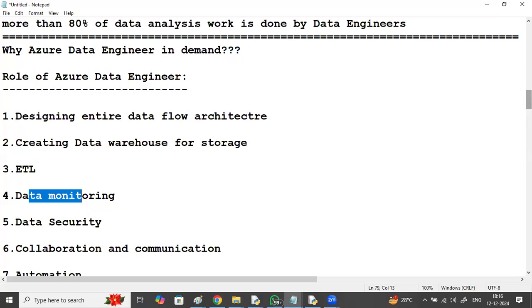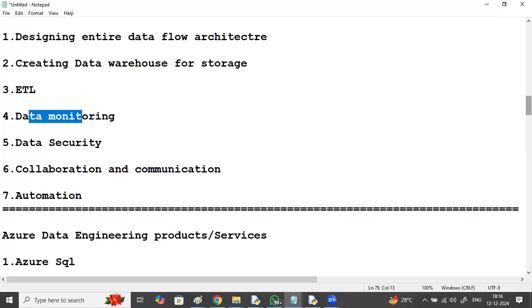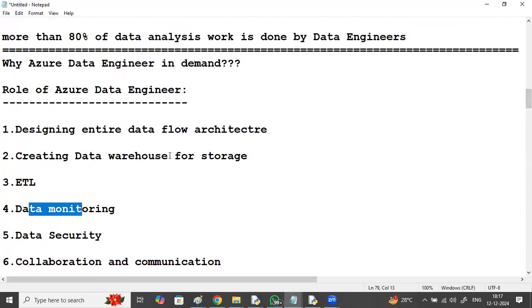Collaboration and communication, right? They should constantly communicate with the business team and also with the data scientist in delivering the data as per their needs. And also automation. Some things have to be automated, which requires minimal human intervention, like extraction of data. So this is the major role of the Azure data engineer. The main things: creating a data warehouse and performing ETL, extracting, transforming, and loading, and the entire flow architecture, data security.